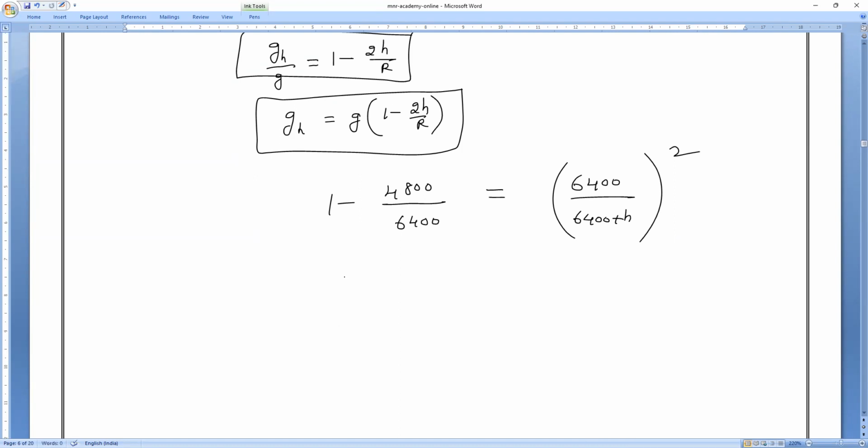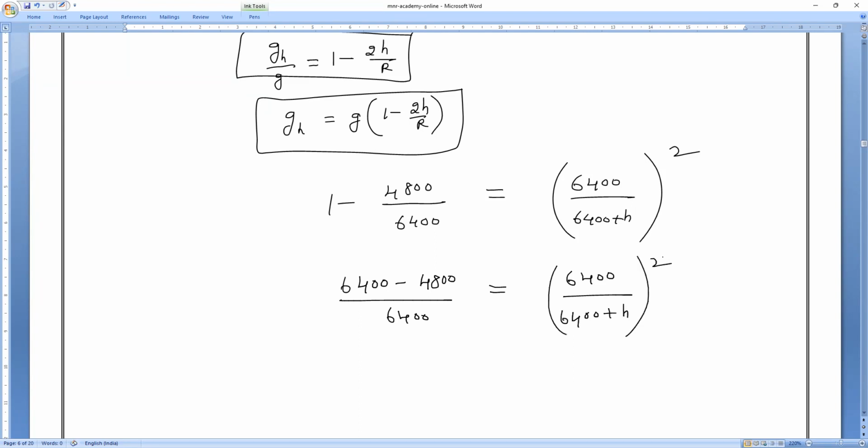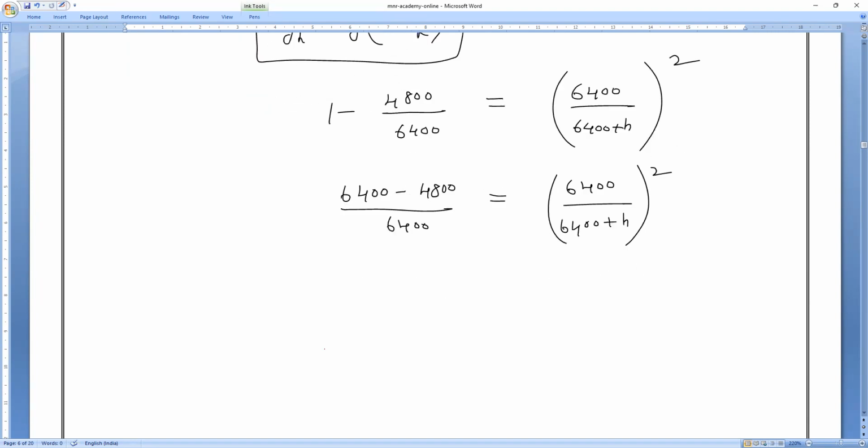Now can you do this LCM? 6,400 minus 4,800 divided by 6,400, which is equal to 6,400 divided by 6,400 plus H whole square. Let it be. Now subtraction, do it fast and tell me, 6,400 minus 4,800. Make it quick and tell me fast. Everybody. 6,400 minus 4,800. How much, guys? 1,600 divided by 6,400.